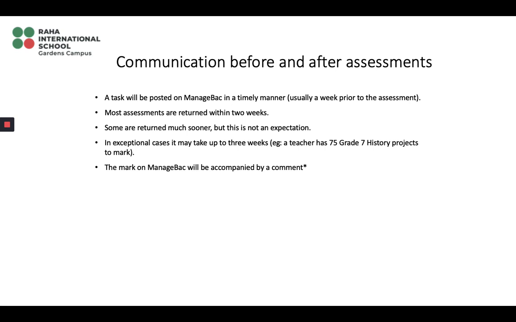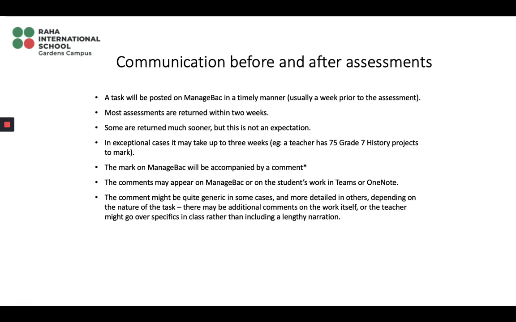The mark on ManageBac will be accompanied by a comment. Now the comments might appear on ManageBac, or they might be in Teams, or in the class OneNote or class notebook. In terms of these comments, what do they look like? In some cases they might be quite generic, in other cases more detailed, more individualized. It depends on the nature of the task. There might be additional comments on the work itself. There might even be audio comments, especially during the distance learning period.